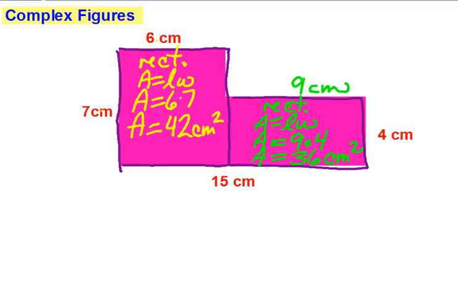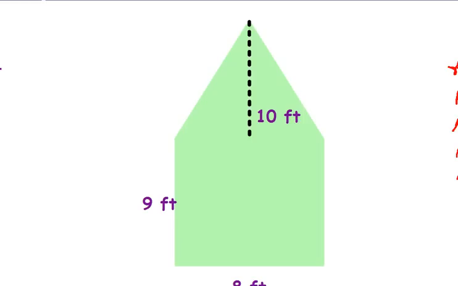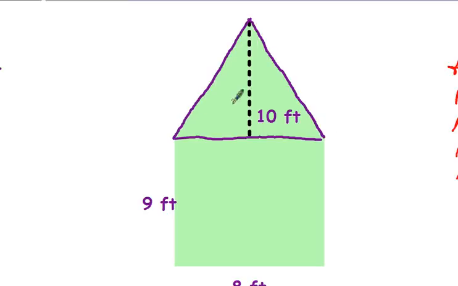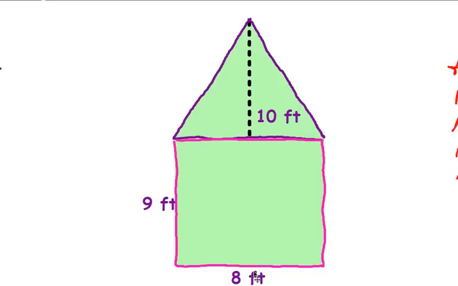To find the total area, we'll just add those together. So your area here, we're going to add the 42 and the 36, is 78 square centimeters. Looking at this complex figure, we want to notice that you could make one triangle here. You could actually make two, but one would be easier, plus a rectangle at the bottom.